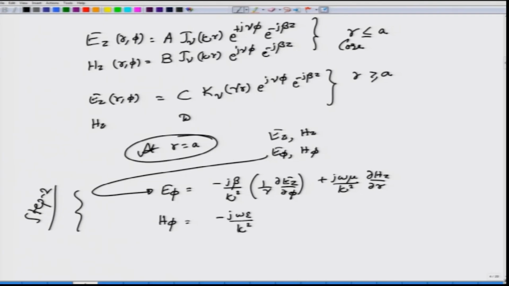So, minus j omega epsilon by kappa square del E z by del r, and then you have minus j beta by kappa square r del h z by del r. Notice that you are going to differentiate with respect to phi and with respect to r. When you differentiate with respect to phi, the assumed solution will pull out plus j nu, and when you differentiate with respect to r, you are differentiating Bessel function of the first kind of order nu, and Bessel function of the second kind of order nu.